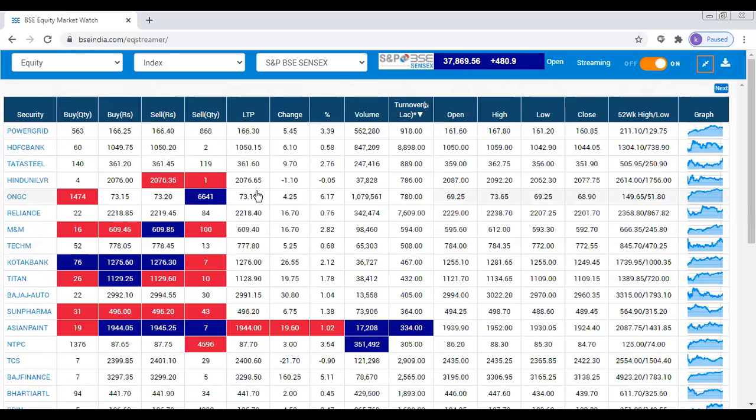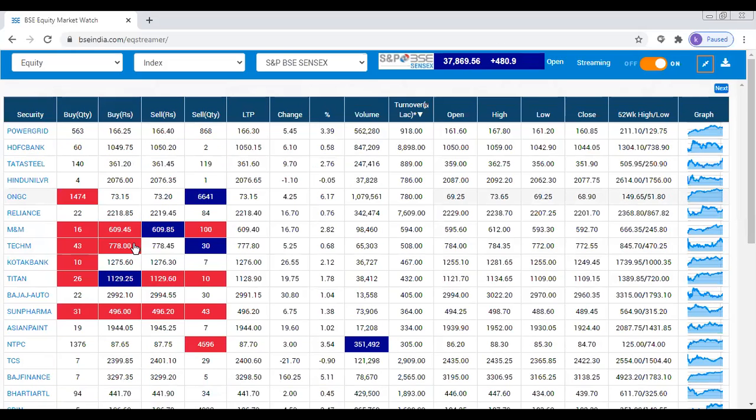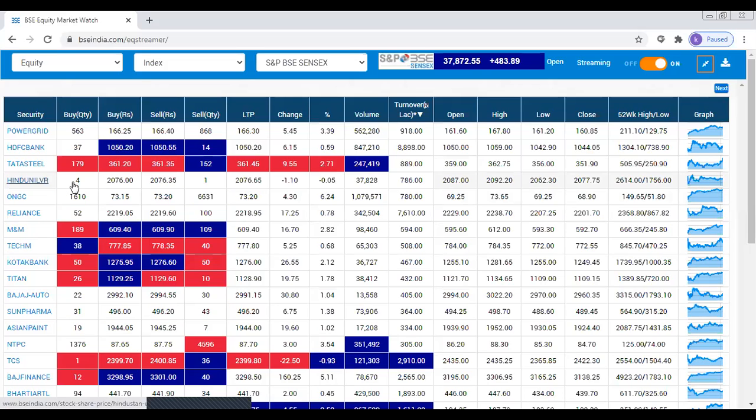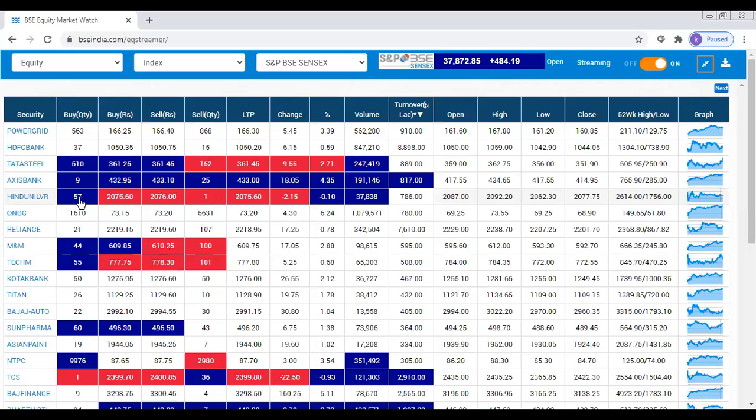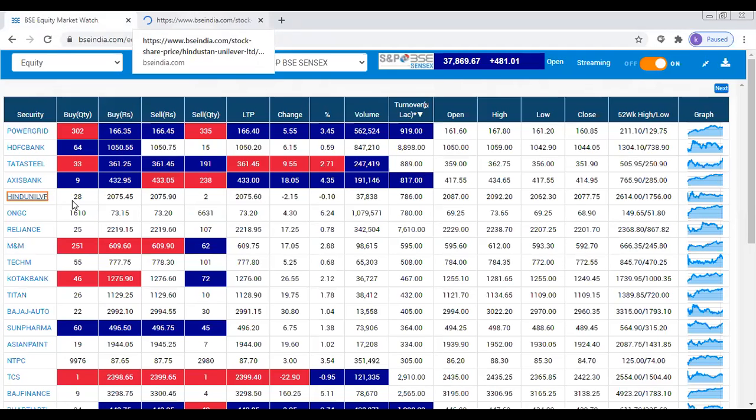Now, let us take a company called Hindustan Unilever. As far as Hindustan Unilever is concerned, just a minute, I think I've accidentally clicked it. As far as Hindustan Unilever is concerned, just keep on observing these particular quantities.